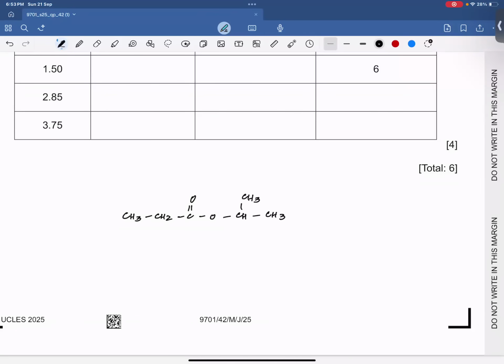Now let me apply the n+1 rule here. The neighbor has 2 hydrogen atoms, so 2 plus 1 is going to be 3. That's your triplet. And this triplet has a chemical shift of 0.9 to 1.7 delta.